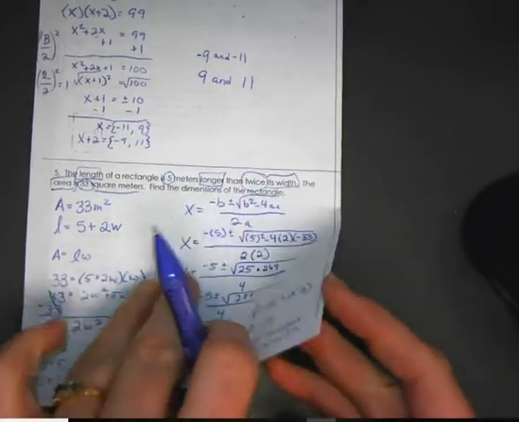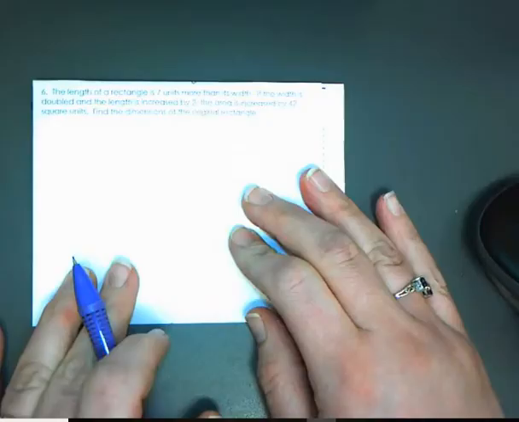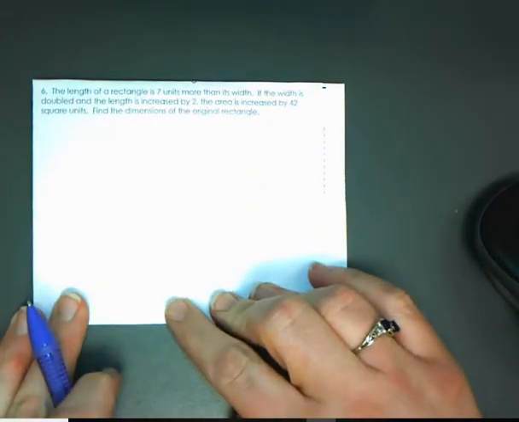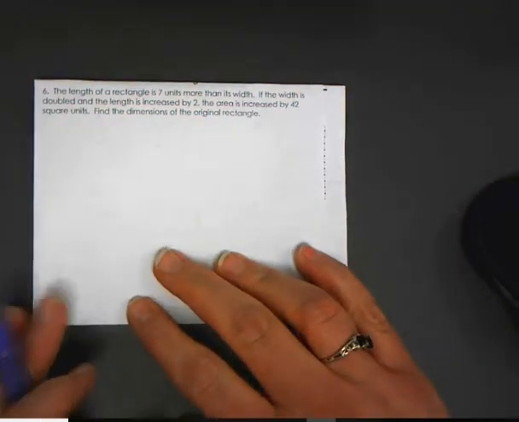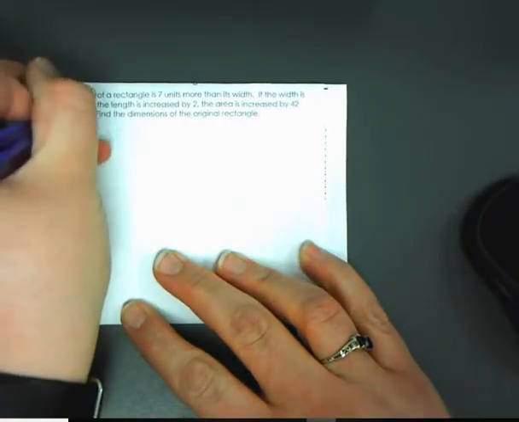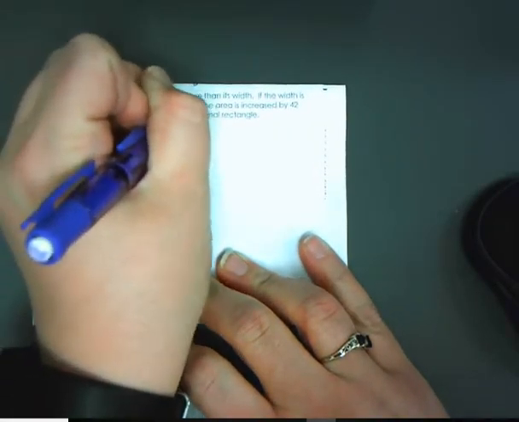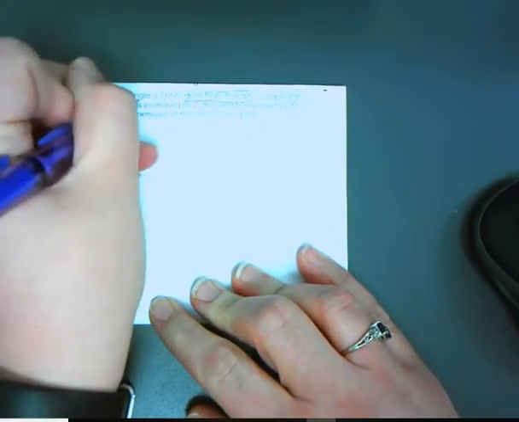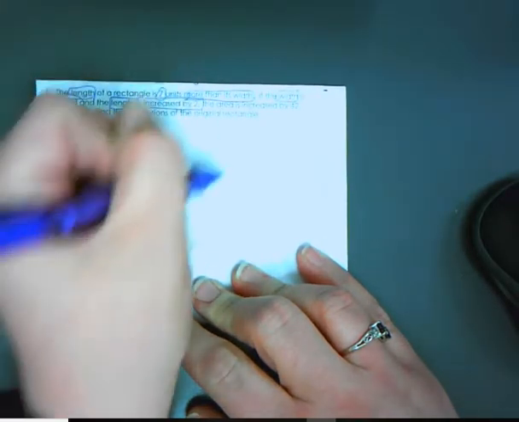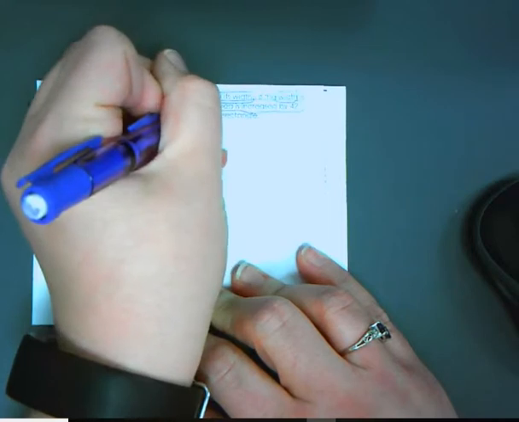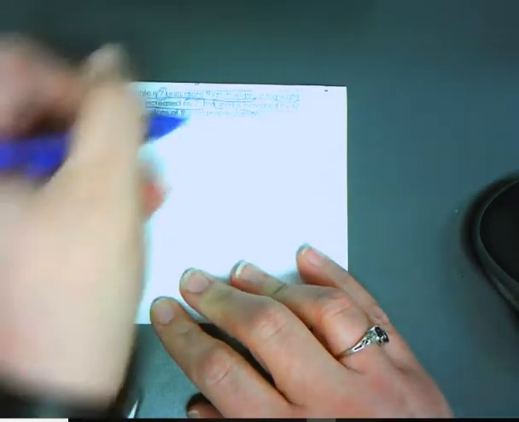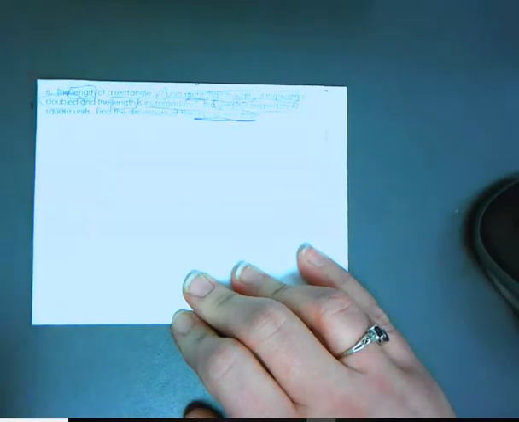One more example. Go ahead, we have another rectangle question. The length of a rectangle is 7 units more than its width. So length is 7 more than its width. If the width is doubled and length is increased by 2, the area is increased by 42. So we're going to find the dimensions of the original rectangle, not the new one.